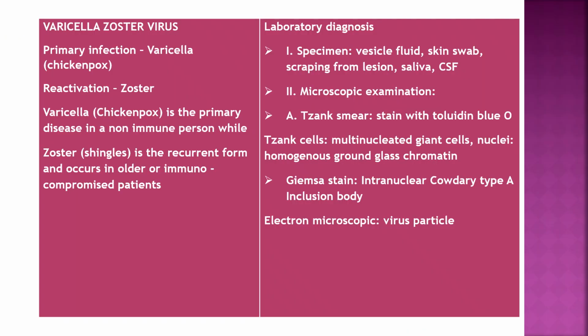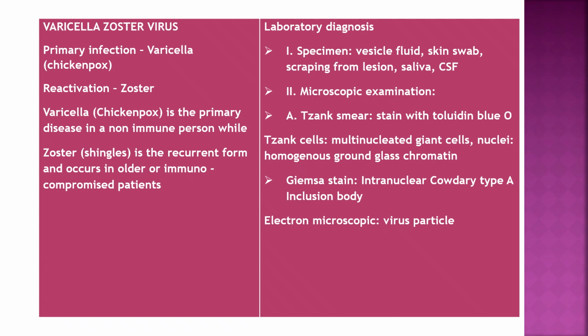Varicella zoster virus: primary infection is varicella, chickenpox; reactivation is zoster or shingles. Varicella is the primary disease in a non-immune person, while zoster is the recurrent form and occurs in older or immunocompromised patients. Lab diagnosis: specimens are vesicle fluid, skin swab, scraping from the lesion, saliva, CSF.